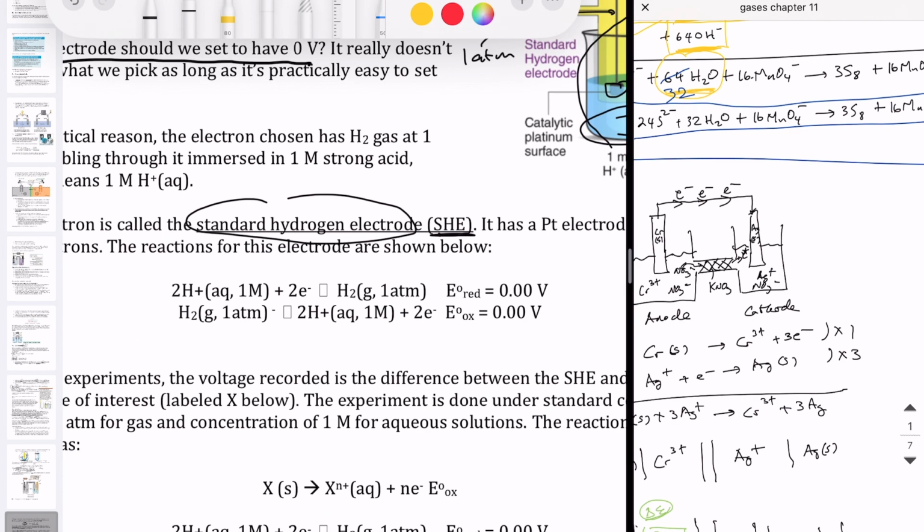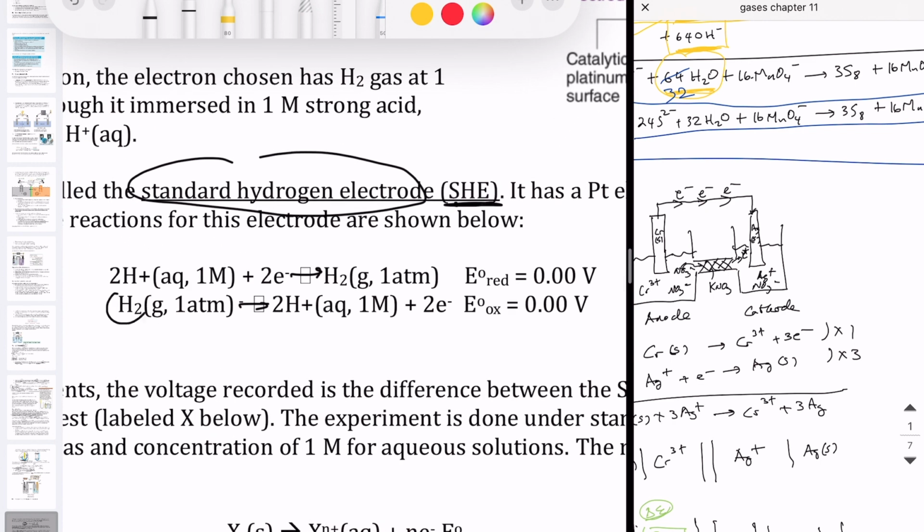Basically, the reactions are given right here. So the oxidation reaction is shown at the bottom here, which is H2 going to 2H+ plus 2 electrons. So in this case, we would say that the oxidation half cell potential is 0. Again, I say half cell because this is only 1/2 of a full cell, right? And then the reduction potential would be just the reverse reaction, the 2H+ plus 2 electrons going to H2.